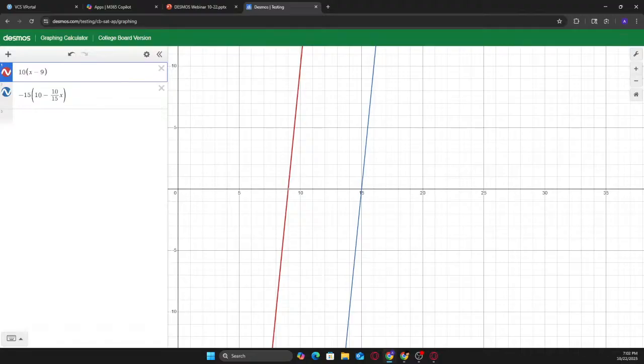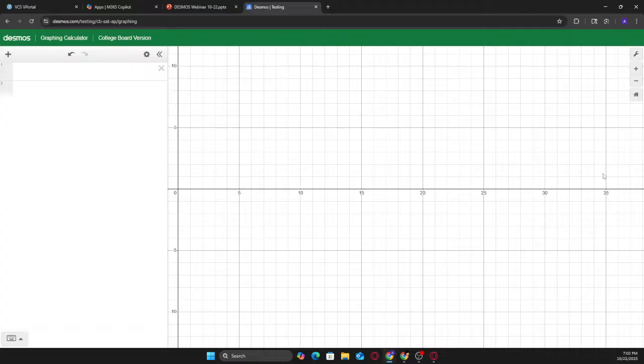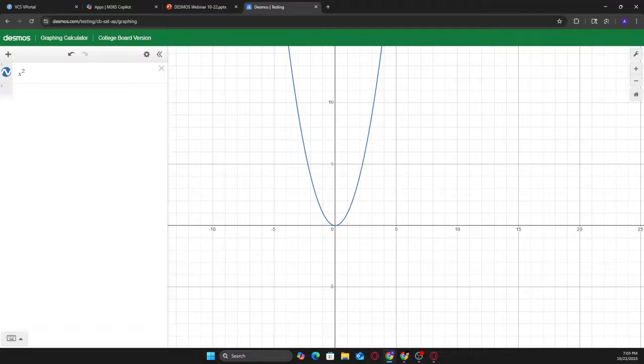So we're going to focus on another topic. We're going to be discussing parabolas. So we are looking at a parabola right now. Oh god.